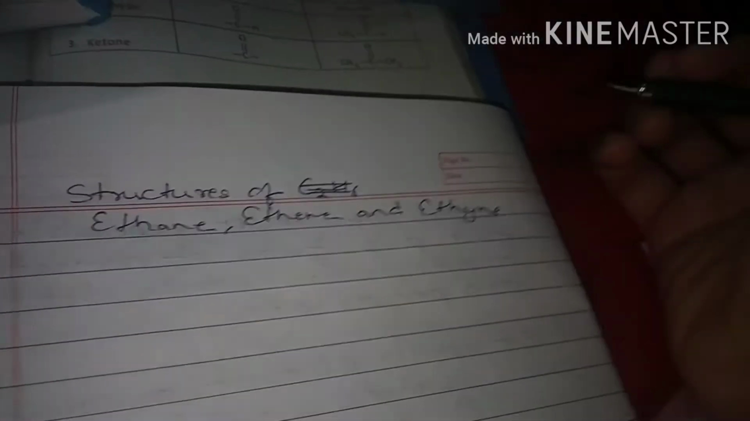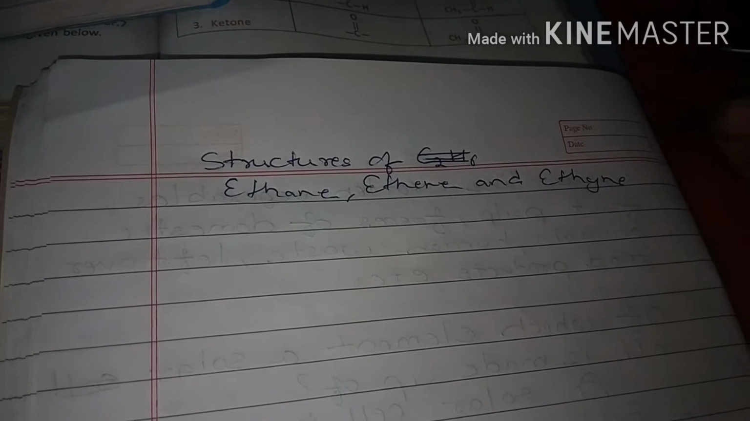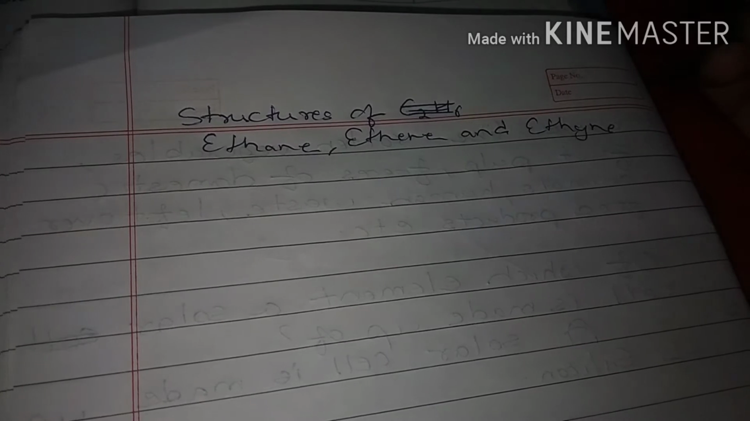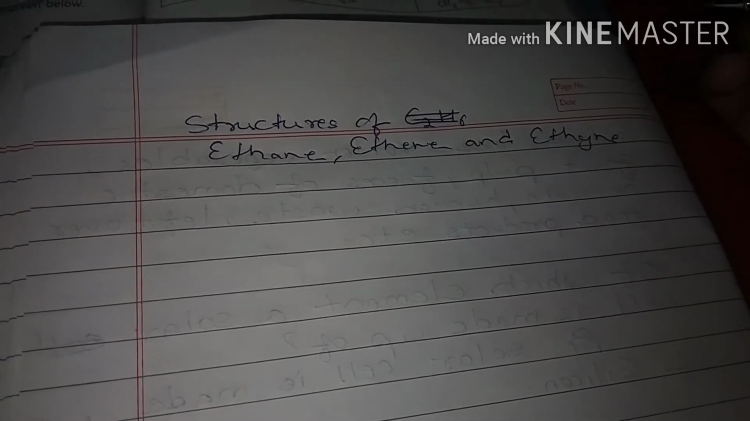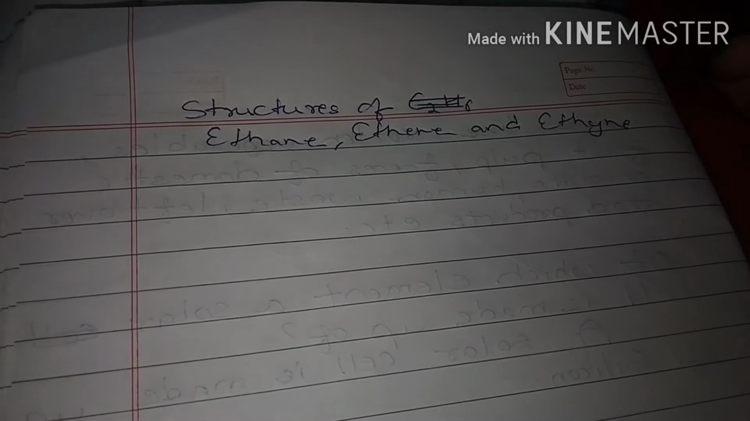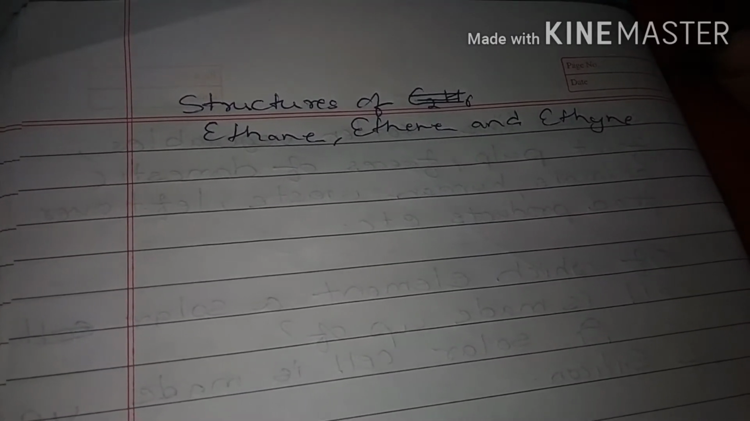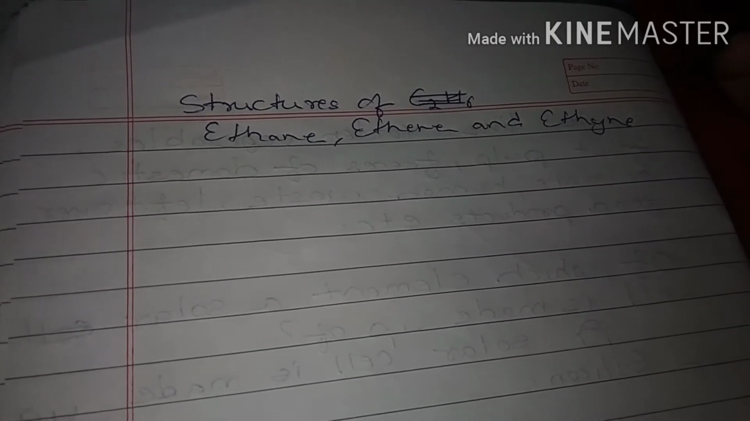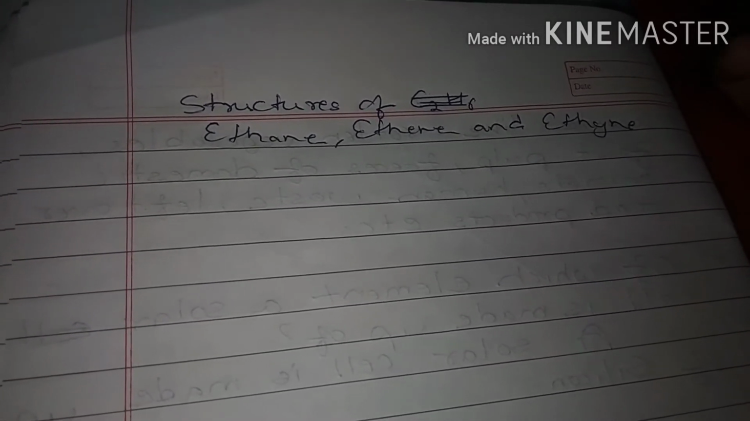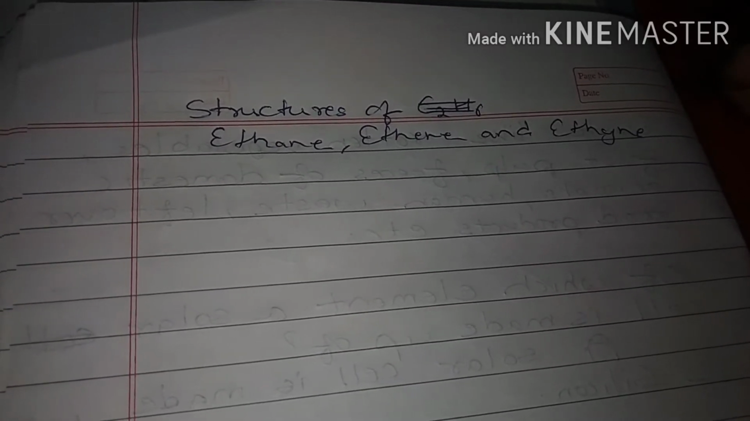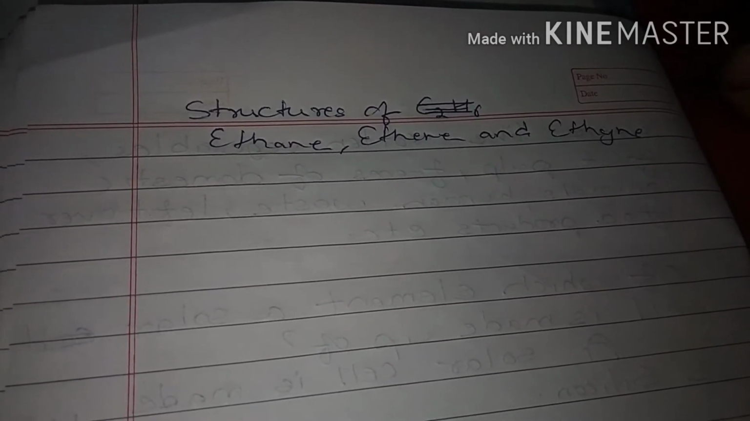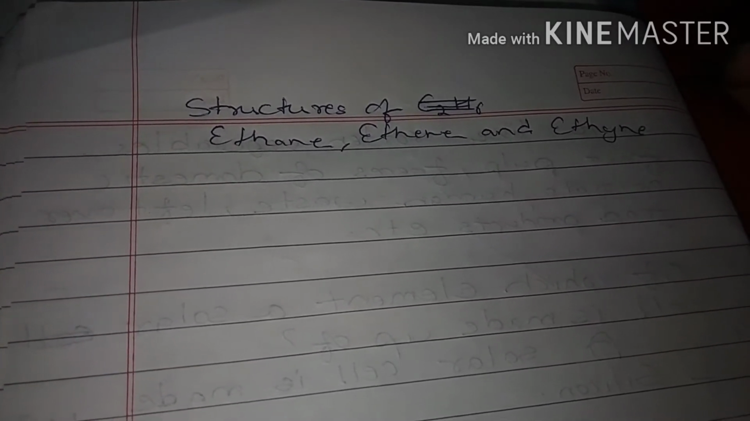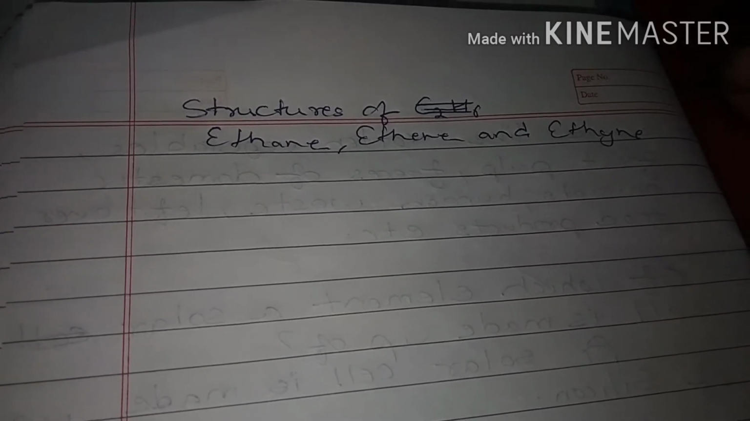So basically I was discussing organic chemistry. In the last class we discussed the catenation and tetravalency properties of carbon. So what did you understand from there? Carbon has two properties. One is catenation, which means it can form longer chains. The next property is tetravalency, which means carbon's valency is 4. That's why it's called tetravalent.